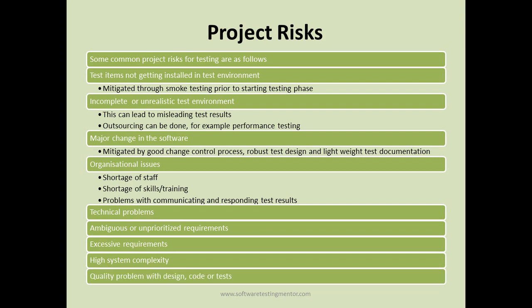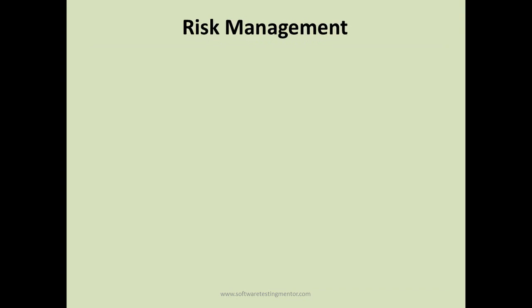And then finally, quality problems with design, code, or test. If the software design is not proper, there are quality issues with design or testing, or any coding done, then that's another project risk, because you will find many defects during test cycles. Since there will be many defects, a lot of time will be consumed by developers to fix those issues, and again by the testers to verify them, so that will again push the timeline. These are some of the project risks that you need to consider for any project.